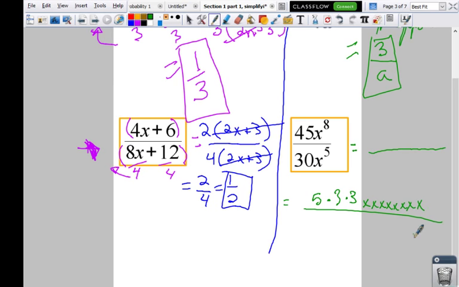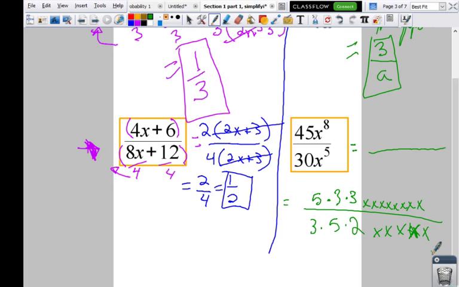All right, Ruben, what's 30x to the 5th, really? 10 times 3. But what's 10, really? 5 times 2. All right. And then 5x's. 3 times 10. This is way more confusing. All right, and then I've got 1, 2, 3, 4, 5 x's.